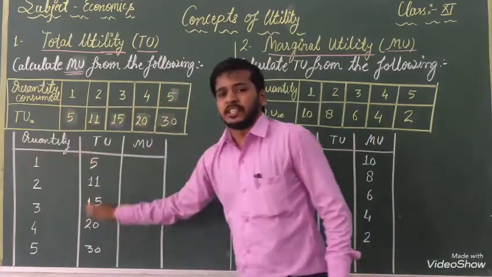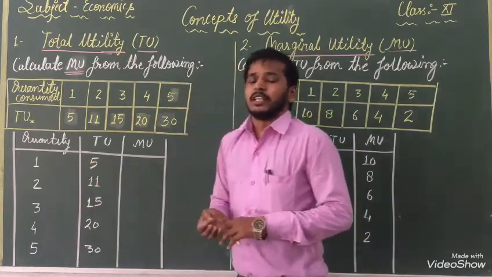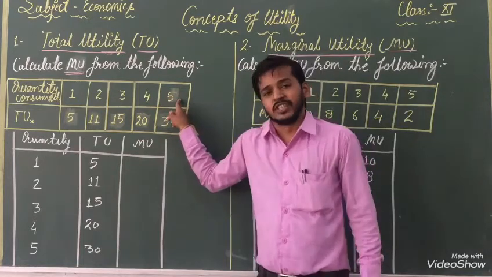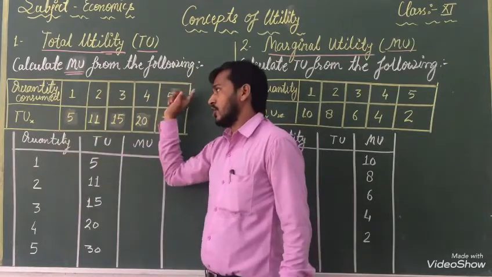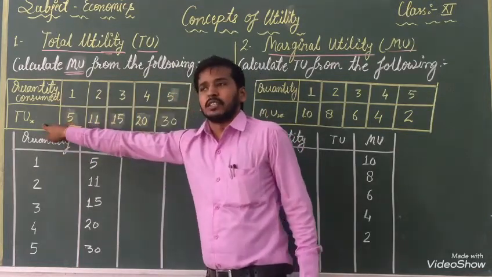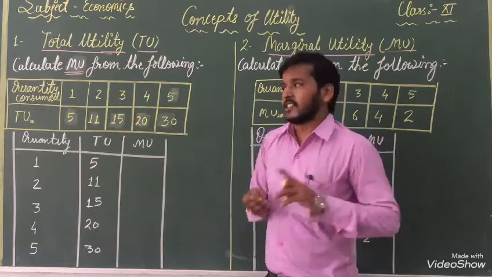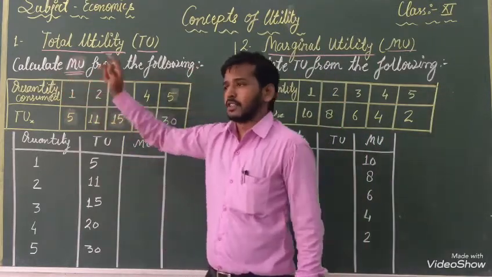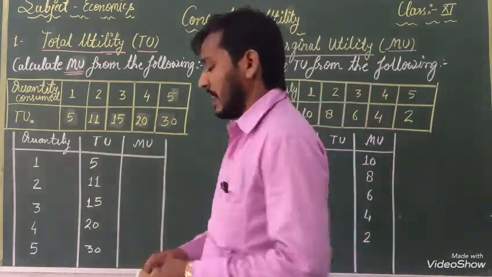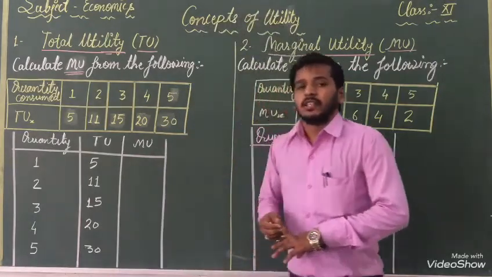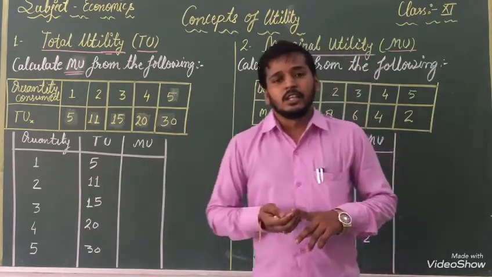The same thing I have written here with the help of the question. I have made one table in front of you. Quantity I have written here. In the question, total utility is given, so I have written total utility here. But now the question is asking to calculate MU, so that MU column is blank here. Why have I made it blank? Because you have to listen and identify how we can find marginal utility.